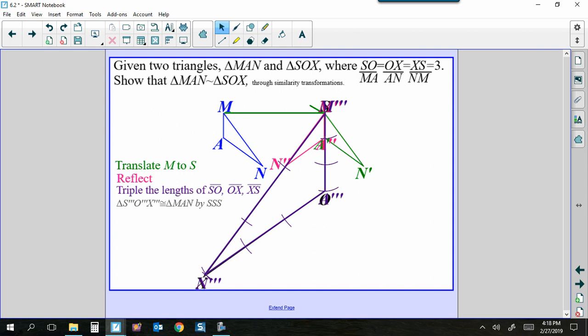They're congruent by, I didn't talk about angles at all. All we did was triple all of our side lengths. So by side, side, side, we can say that these triangles are congruent. Because I was able to create congruent triangles, you can say the original two triangles are similar by side, side, side similarity. Very cool. How about we sum all this up?